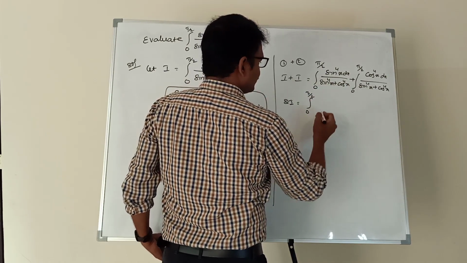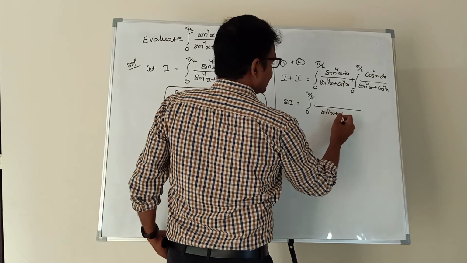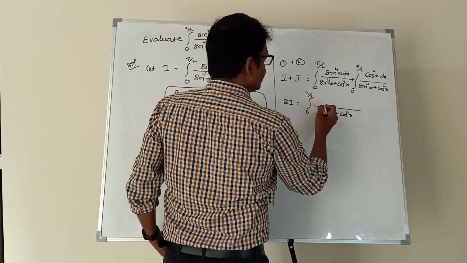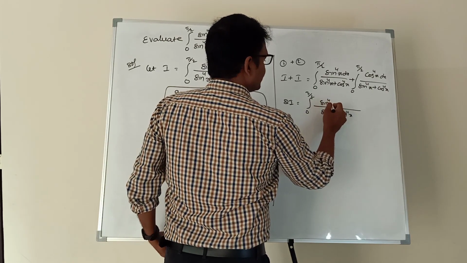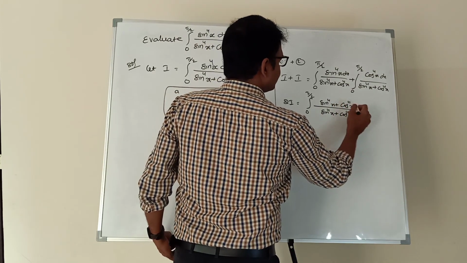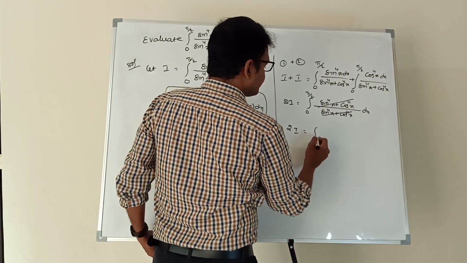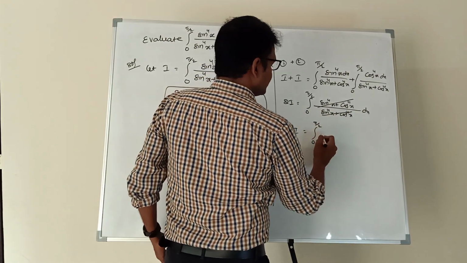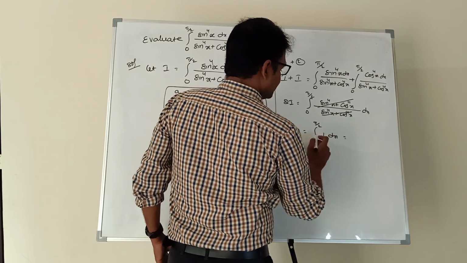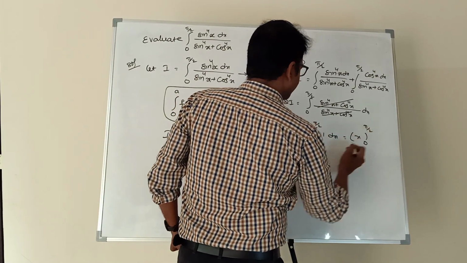0 to pi by 2. Next the LCM is sin^4 x plus cos^4 x. So in the numerator what you have? sin^4 x plus cos^4 x. If you take the LCM, both get cancelled. 2I is equal to the integral from 0 to pi by 2 of 1 dx. Integration of 1 is x. The lower limit is 0, the upper limit is pi by 2.